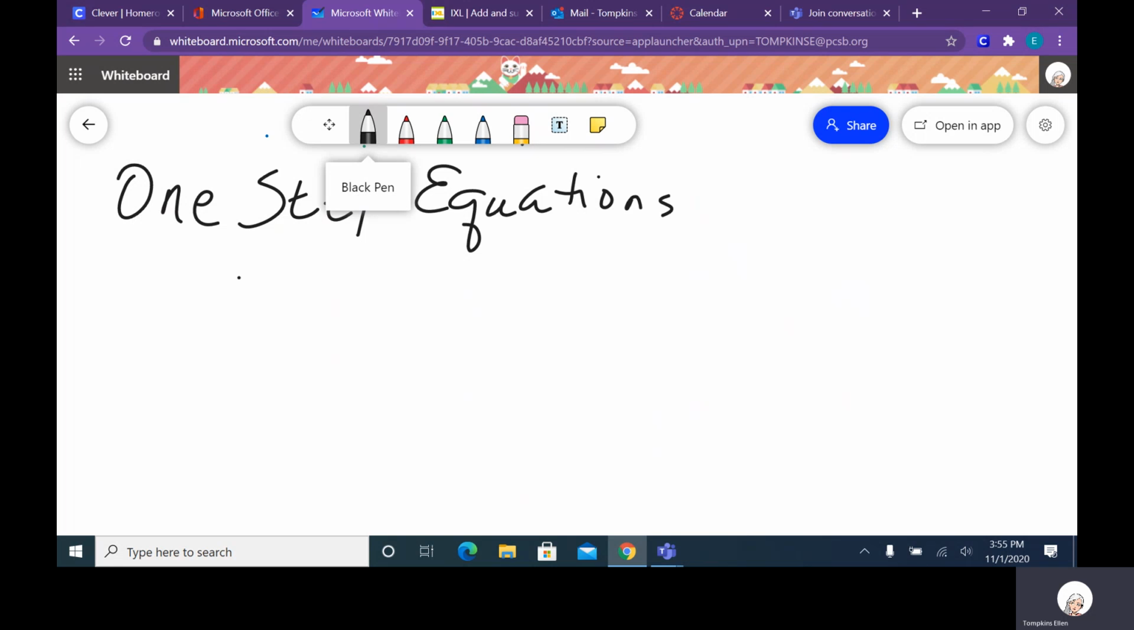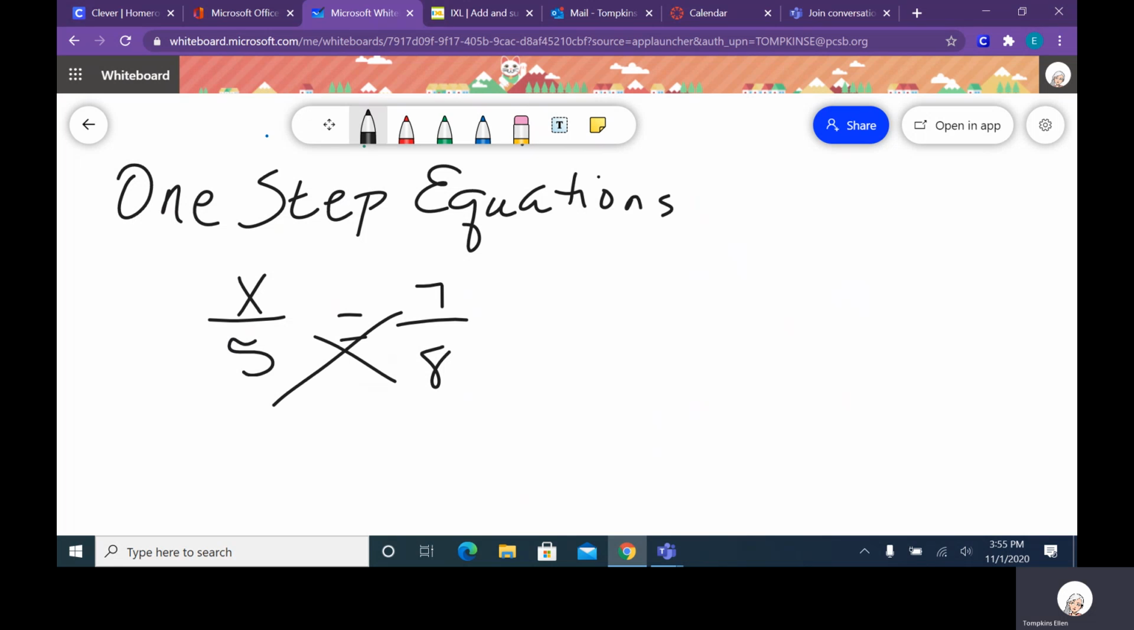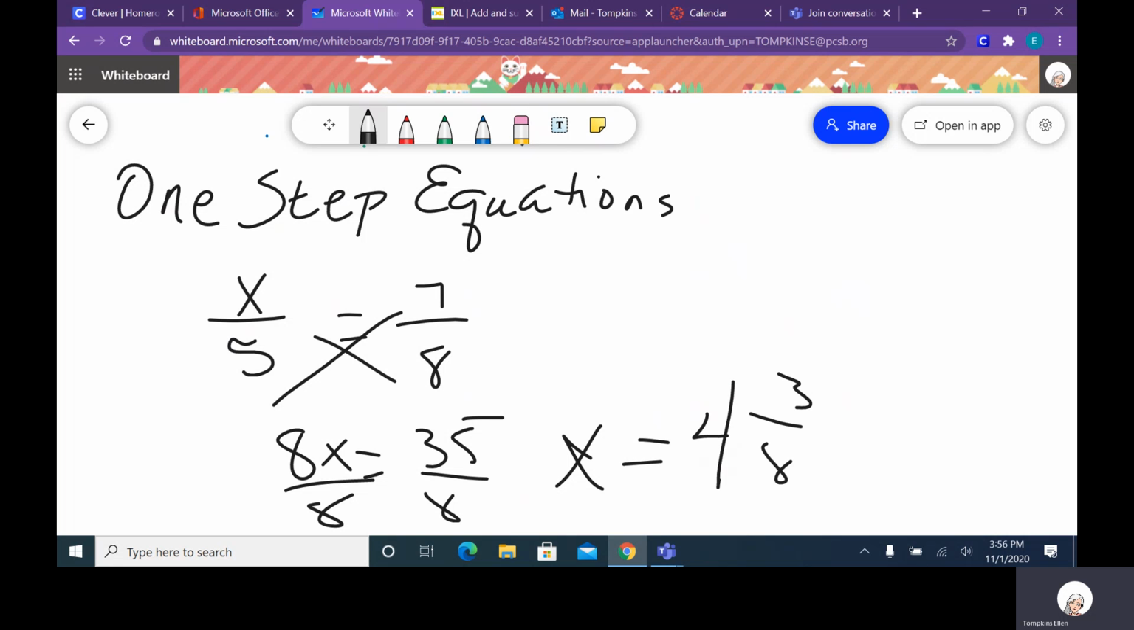What if I have this? X over 5 equals 7 over 8. Oh my goodness. Well, what we have here, my darlings, is a proportion, don't we? We do, don't we? Because we have fractions. So what would we do with that one? Well, we would cross multiply here. 8x equals 35, dividing by 8. And you're going to get x equals 4 and 3/8.